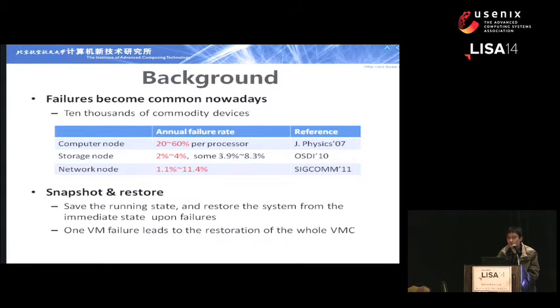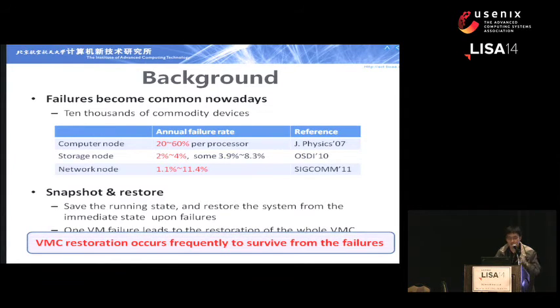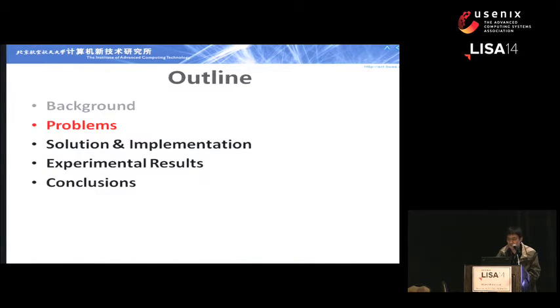One approach to tolerate failures is snapshot and restore. It saves the running state and restores the system from the intermediate state upon failures. Consider that one virtual machine failure may lead to the restoration of the entire cluster. We believe that cluster restoration occurs frequently to survive failures.